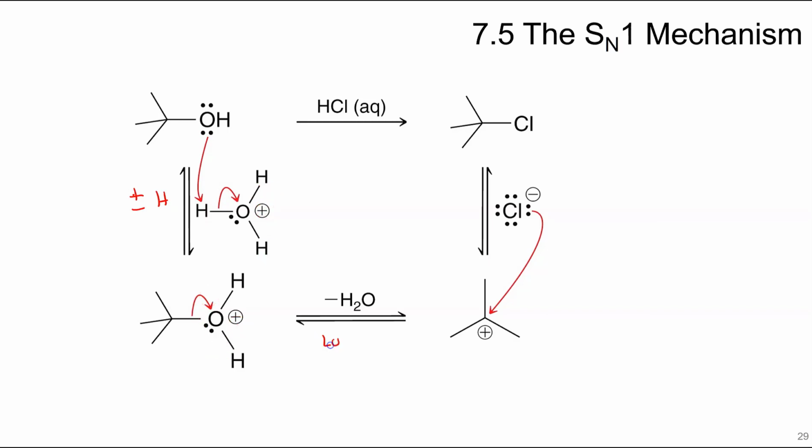So this is loss of leaving group, which is the water. Then we get nucleophilic attack. And this is our nucleophile. Here's our electrophile, and that's the substitution product. So one very important thing to remember about SN1 reactions is that you must have an excellent leaving group.